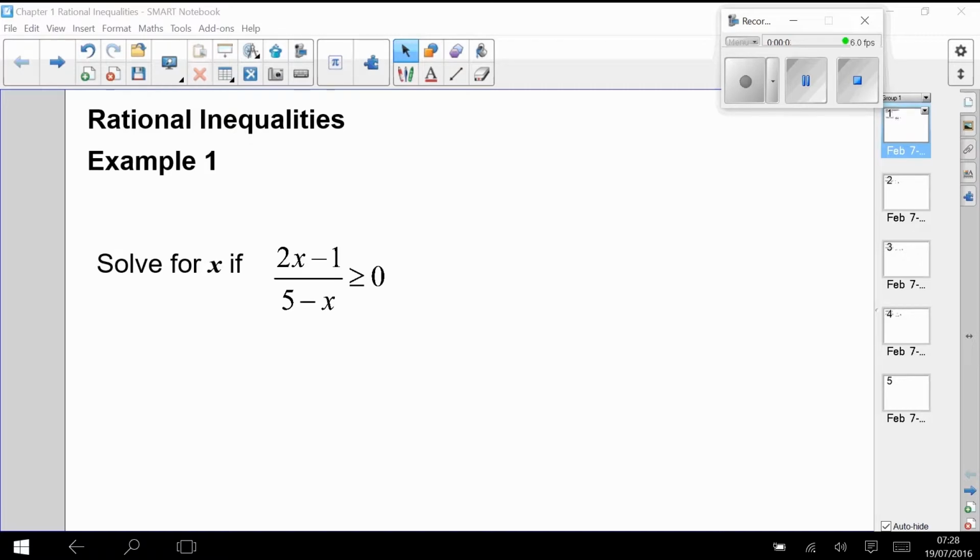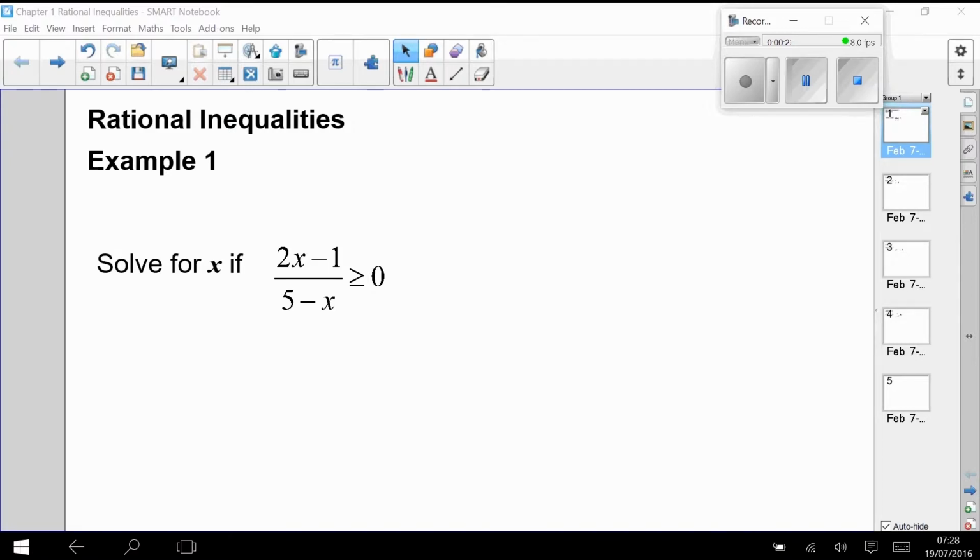In grade 10, you solved inequalities for polynomials. Now, a polynomial, when factorized, only has factors in the numerator. This year, we're going to take a look at inequalities for rational functions. A rational function is a function which is represented with a fraction.